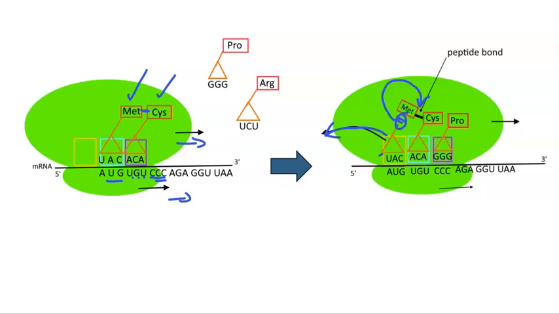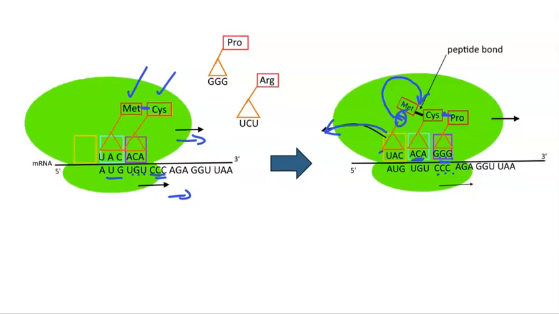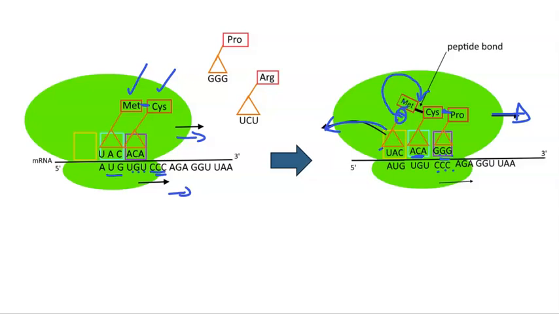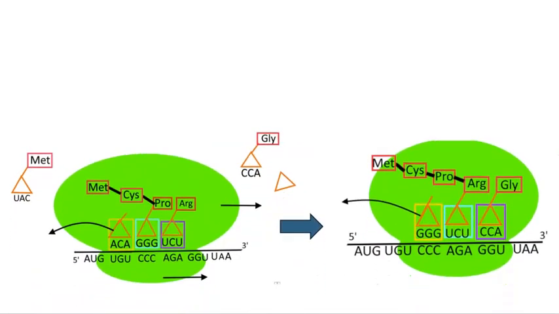Now with this tRNA molecule here in position, the next one, which is CCC, attracts GGG anticodon with proline, we're now going to form the next peptide bond between the second and third amino acid. And of course, then what happens is that the ribosome shifts one codon to the right.